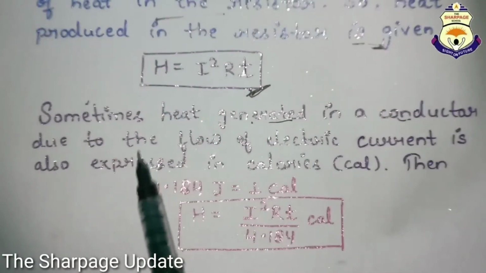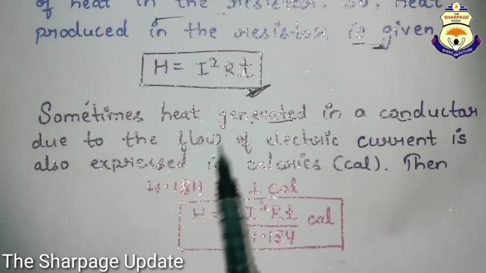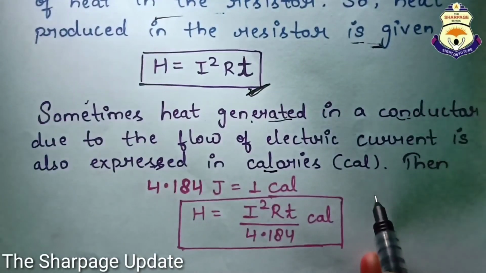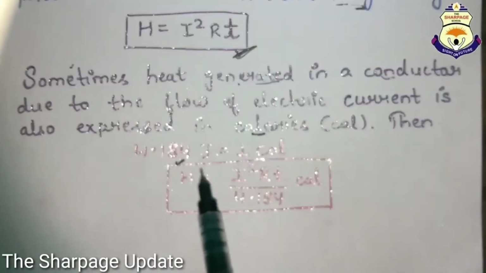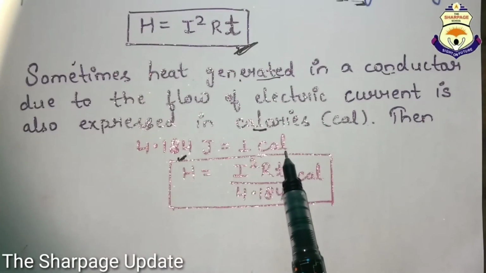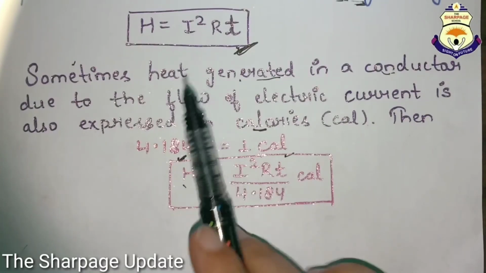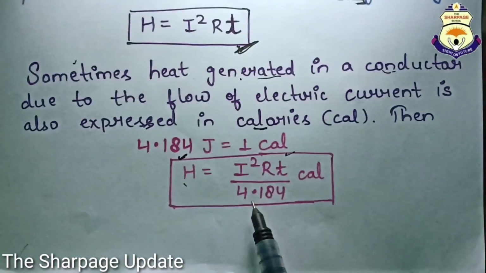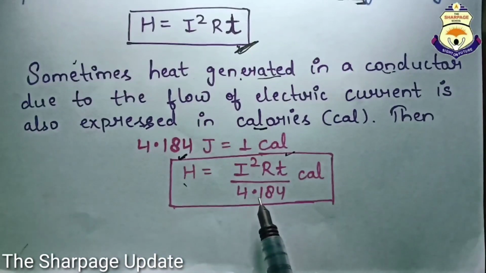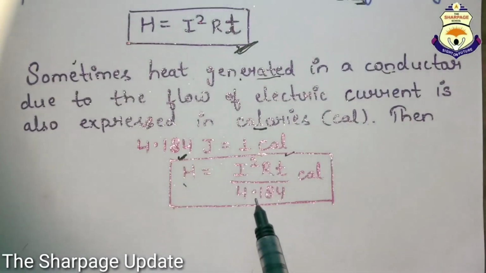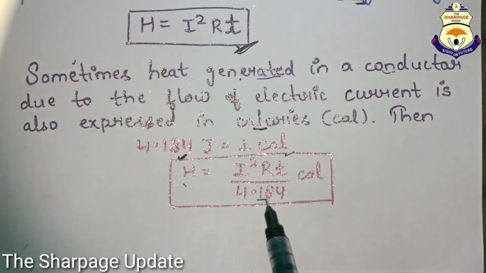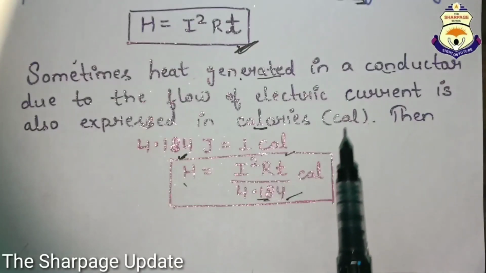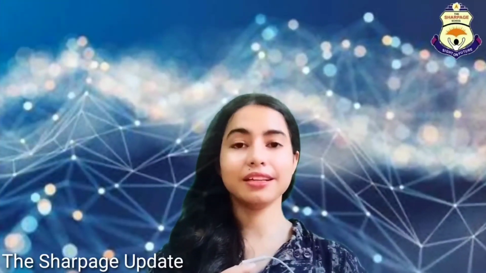Sometimes heat generated in a conductor due to the flow of electric current is also expressed in calories. So, to convert joule into calories, we divide the equation H is equal to I square RT by 4.184. So, H is equal to I square RT upon 4.184 calories.